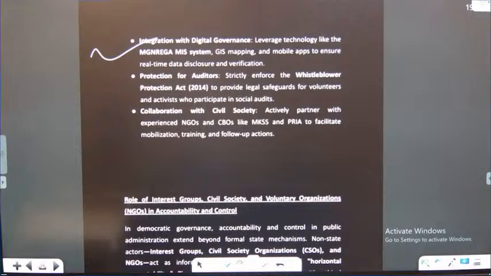So protection for auditors should be there. Strict enforcement of the whistleblower act is needed, so that the secrecy of their identity is protected. Then there has to be collaboration with civil society, so that civil society brings in certain best practices to follow these up.